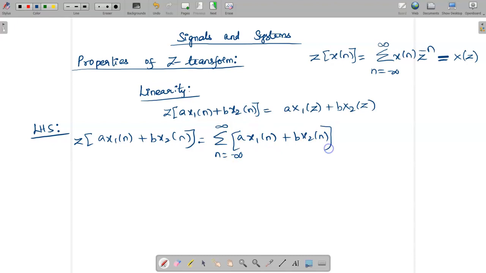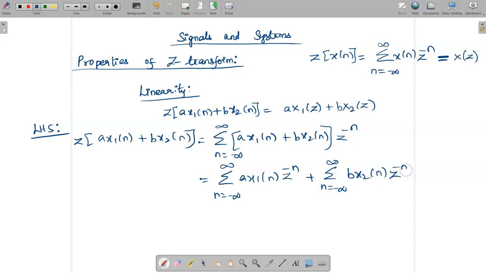Okay. So here x of n into z power minus n. Similarly, this is our x of n now, so that value into z power minus n. So now simplify the term, that is, we are going to split your terms. Summation is common to both the terms. Similarly, z power minus n is common for both the terms. So split your terms. Summation n equal to minus infinity to infinity a x1 of n into z power minus n. Similarly, summation is common for your second term also. Summation n equal to minus infinity to infinity b x2 of n z power minus n.